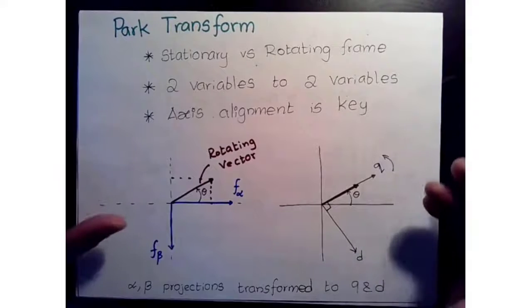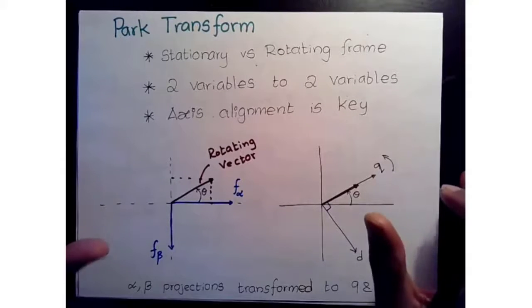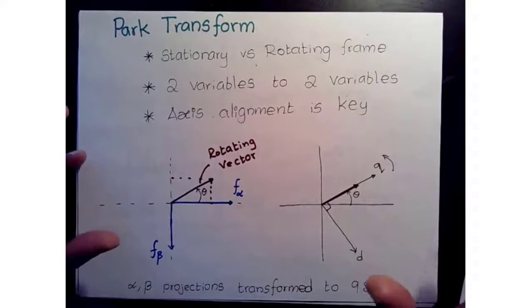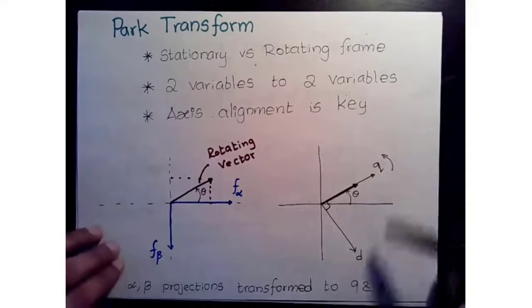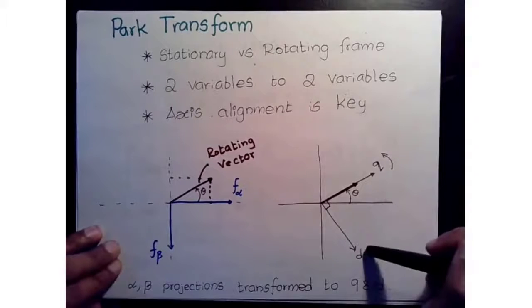Okay, but there are two fields, so you need to pay attention. What field are we talking about when we say Q and D? Okay, you'll hear this term quadrature and direct axis very often.